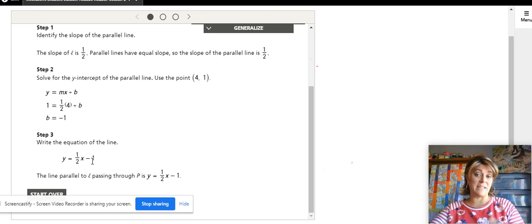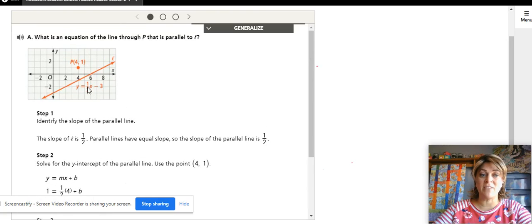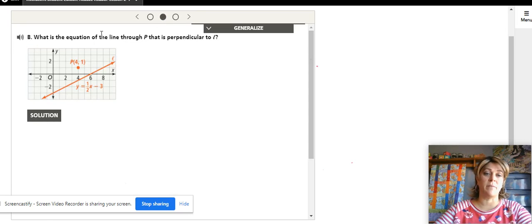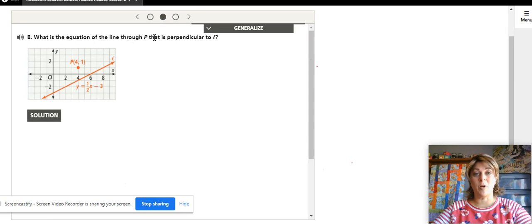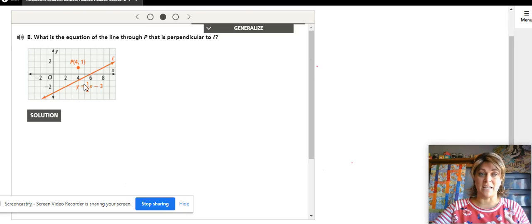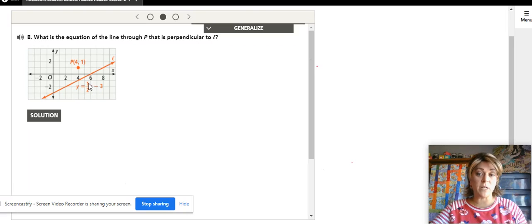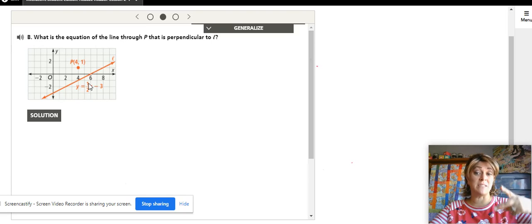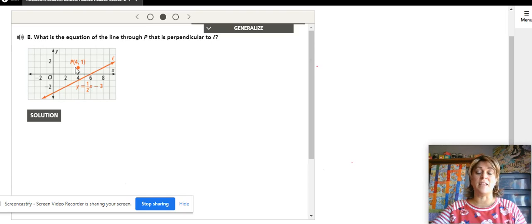You would do the same idea if it was perpendicular, but you would have to use the opposite reciprocal slope. So let's check this next problem. Equation through point B if it's perpendicular. Same idea. Take this slope, but you don't want it to be 1/2. You want the opposite reciprocal, and then plug in the 4 and the 1 for the x and the y. The solutions are here step by step for you.